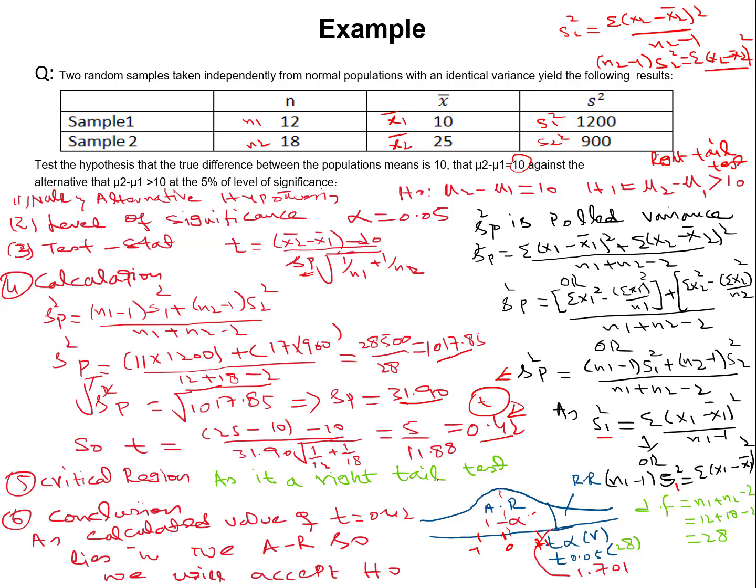So as the calculated value of T, 0.42, lies in the accepted region, we will accept H naught and reject the alternative hypothesis. When you accept the null hypothesis, it means that the difference between mu2 and mu1 is 10. This is the correct statement. And the alternative, which says the difference will be greater than 10, is wrong on the basis of the 5% level of significance. So I hope you understand.